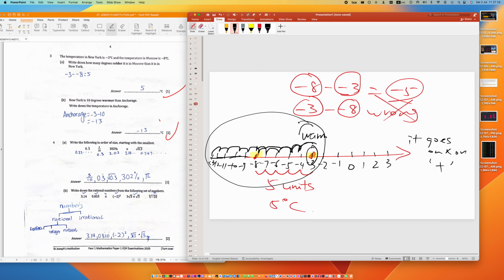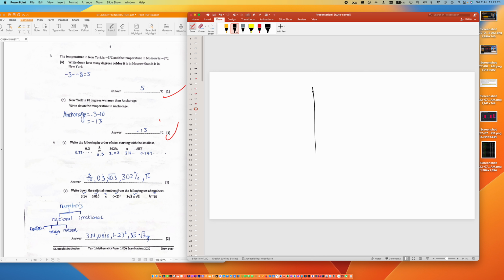Can or not? By the way, the number line for temperature can be vertical also. If you look at the thermometer, generally the thermometer is vertical. So there is 0 degrees here, then of course this is minus 1 and minus 2, on and on. So this is another way you can solve.